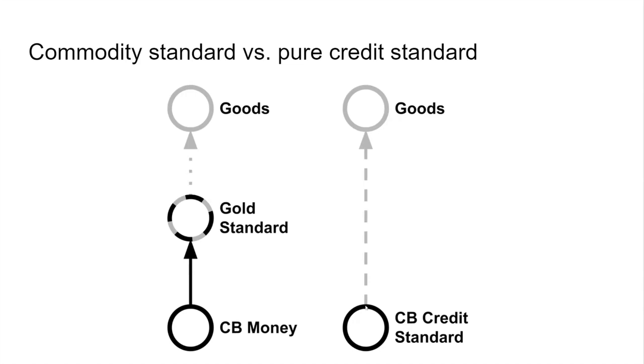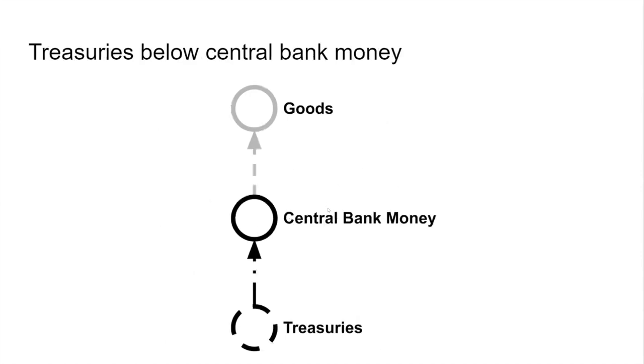And the black circle means it's pure credit money. It's not commodity money anymore. It's not this alternating thing. You've got pure credit money here, pure credit money here. But the difference is that the standard at the top is pure credit on the right. But it's still the same basic principle, right? You need monetary stability. It's how do you achieve it?